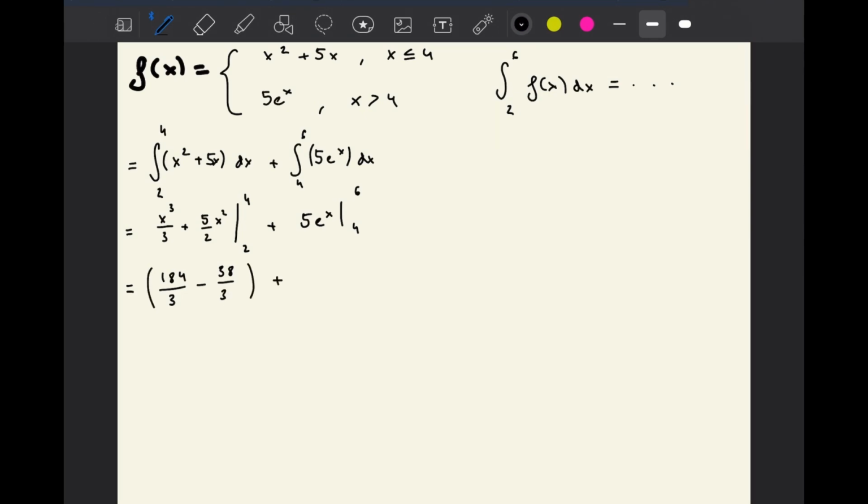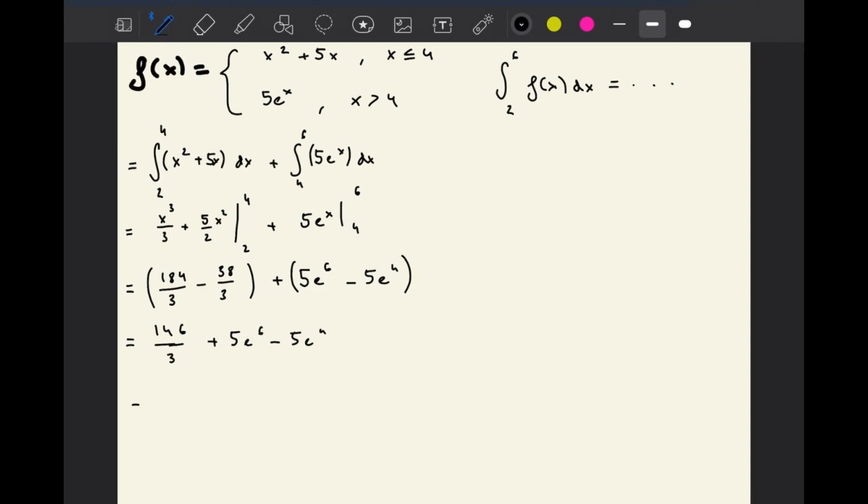And then we're going to repeat that with the other side. We're going to have 5e to the power of 6 minus 5e to the power of 4. And to simplify our fraction that we had over here, it's already the common denominator. So we're going to end up getting 146 over 3 plus 5e to the power of 6 minus 5e to the power of 4. And we can't really do much more.